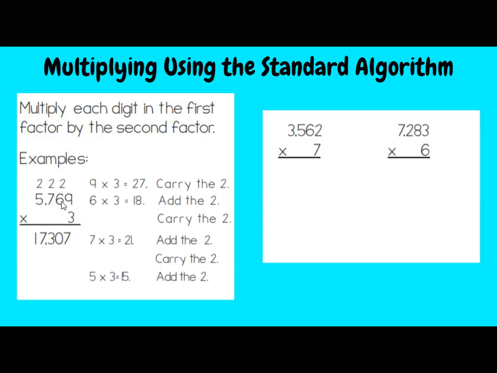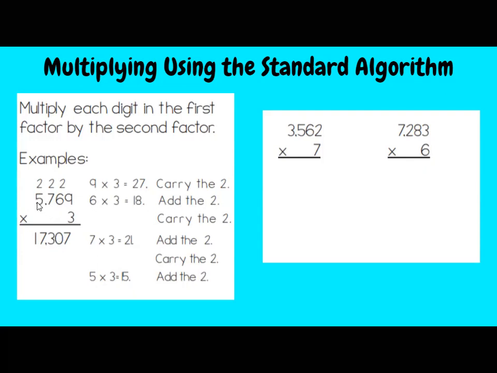Then we have to multiply by the tens. 3 times 6 equals 18. Then we add the 2 that we carried, so that gives us 20. We put our 0, and then we carry the 2. Now we multiply by the hundreds place. 7 times 3 equals 21. Add the 2 that we carried. That gives us 23. So we put the 3, then carry the 2.